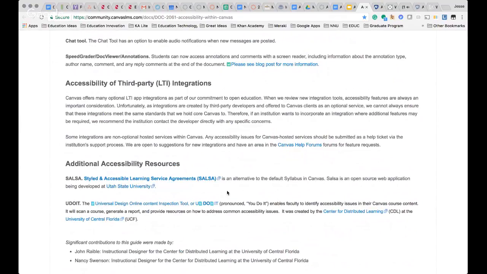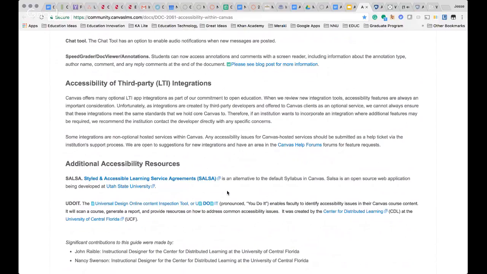They don't necessarily track or monitor how third-party tools use accessibility. So they do ask that they make their content accessible, but it's not something that they monitor, like they do with the main instance of Canvas.